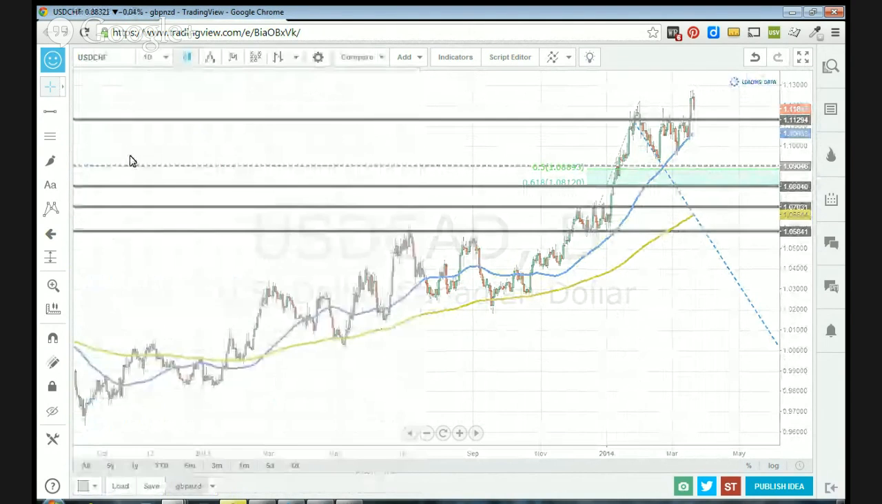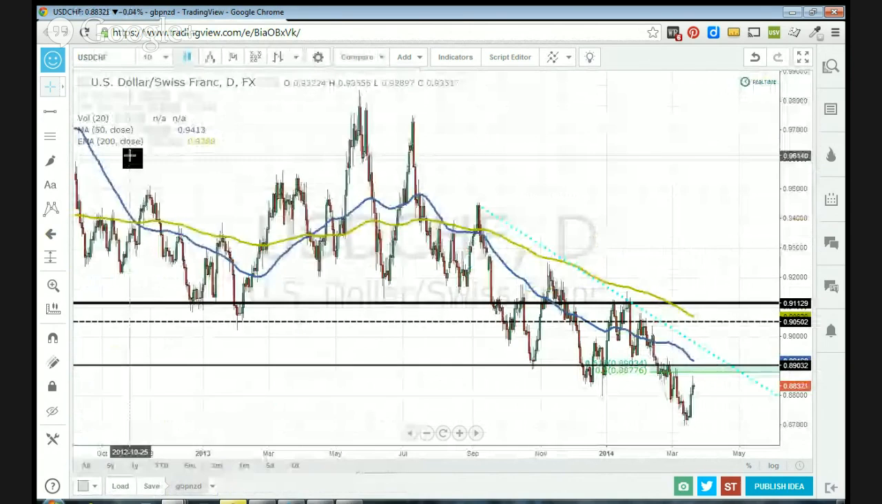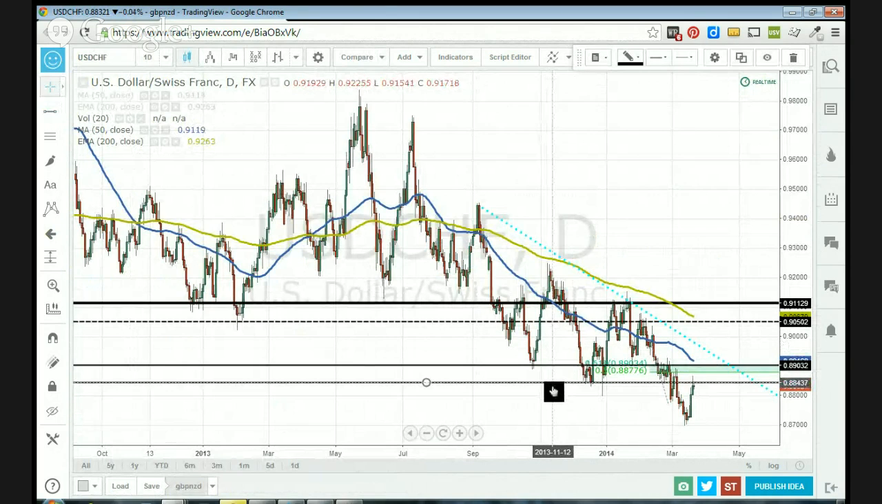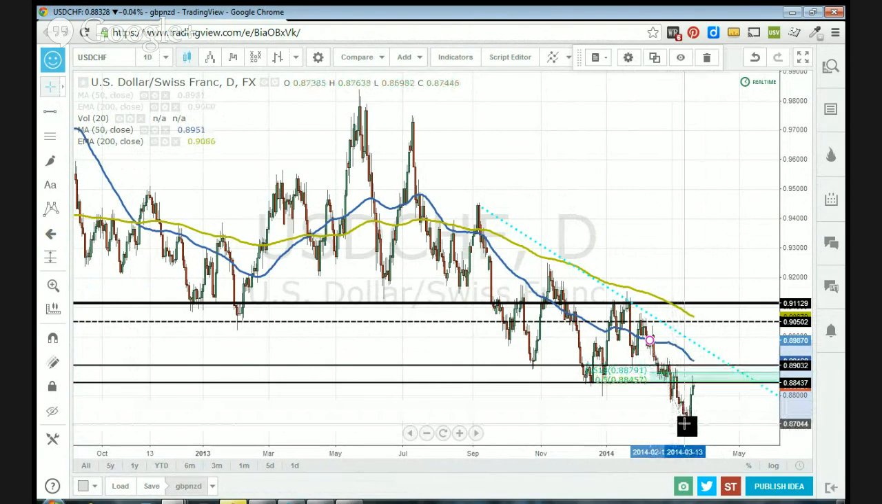Dollar Swiss. Okay, we do have a long wick pattern off this support level. And this is also a 50% Fibonacci retracement. So this is interesting. Part of me is very interested in this, and let's actually add one more piece of evidence.